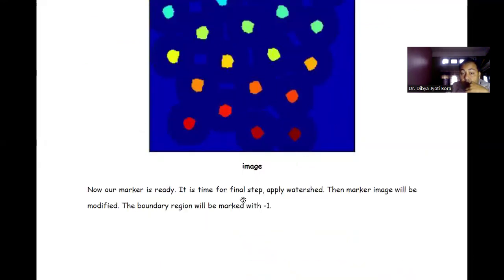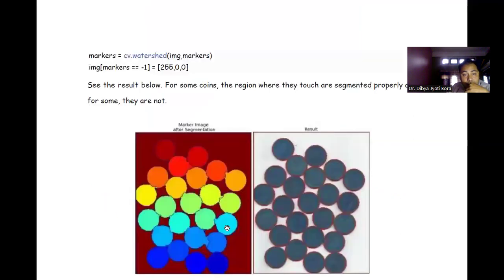It is time for the final step. So the marker is done. The next step will be what? On that particular marker, the labeled image, we will apply the Watershed algorithm. This marker image will be modified. The boundary region will be marked with -1. So markers = cv.watershed(image, markers), then image[markers == -1] is assigned the value [255, 0, 0]. So now the result is ready.